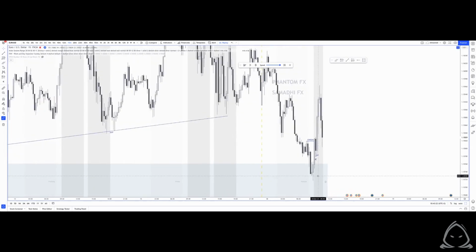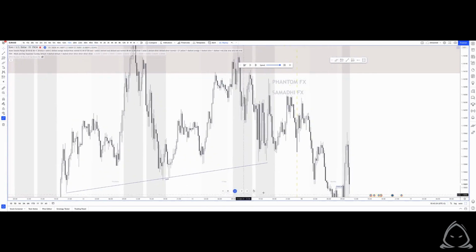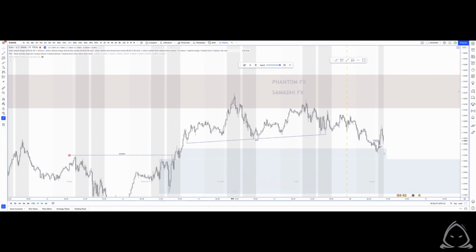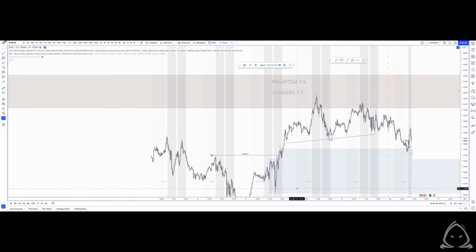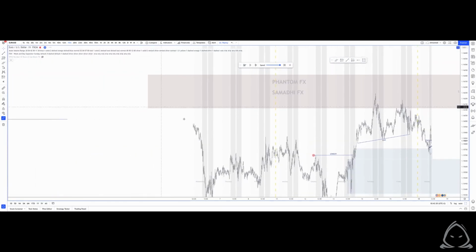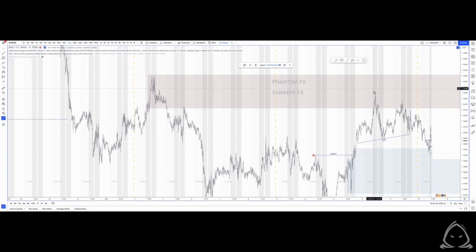That's all. So again, another confluence is, as I said earlier, that this supply failed to create a new low, which means that the price is probably going to target this level.